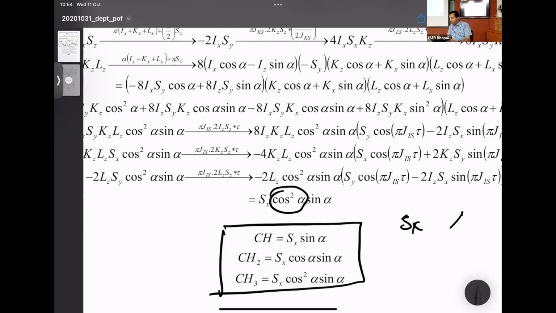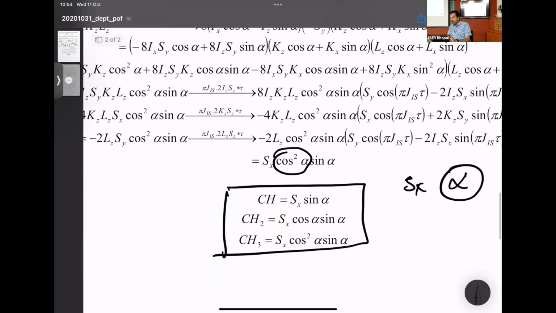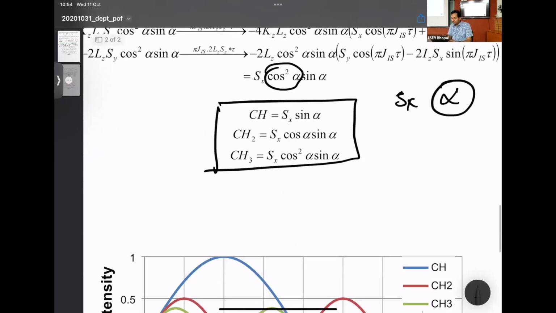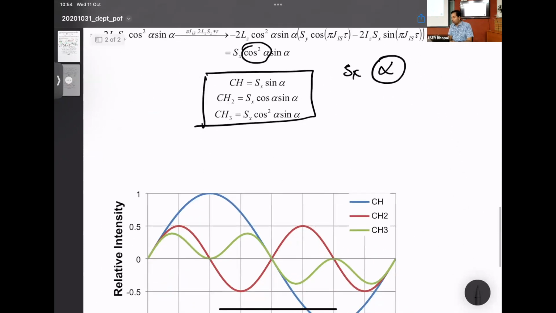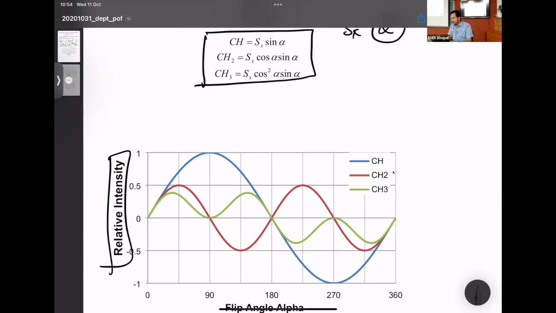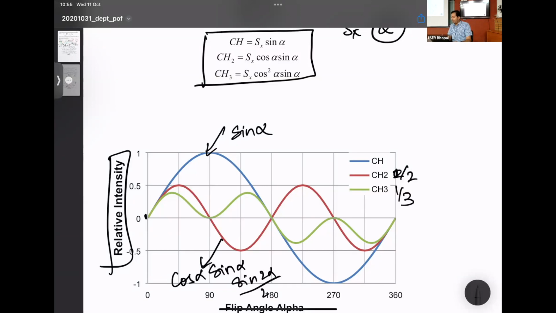And you have the power of changing alpha. What do I mean by it? If you end up plotting the relative intensity, not accounting for the factor of 2, so this is 1/2 of the signal of CH2, 1/3 of the signal of CH3, then what you end up getting is these kinds of oscillations. These are all sinusoidal functions. So the blue one is just sine alpha. The red one is cos alpha sine alpha, which is nothing but sine 2 alpha by 2, right? And then you have cos square alpha sine alpha, which is the green.